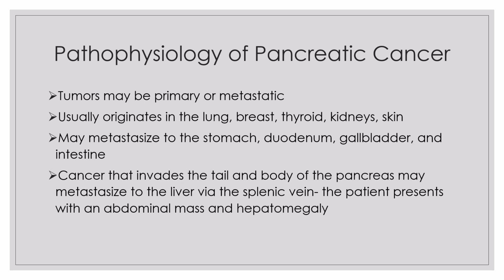The pathophysiology of pancreatic cancer. Tumors may be primary or metastatic. Usually originates in the lung, breast, thyroid, kidneys, or skin. May metastasize to the stomach, the duodenum, the gallbladder, and the intestine. Cancer that invades the tail and body of the pancreas may metastasize to the liver via the splenic vein. The patient will present with an abdominal mass and hepatomegaly.